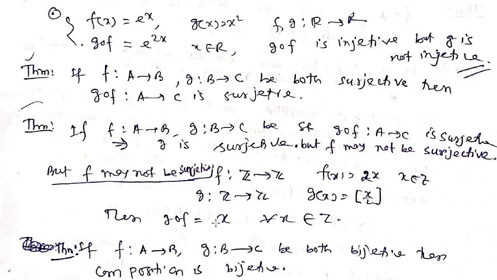Now we have proved two theorems. If f and g are injective, then their composition is injective. And in this theorem we have proved if f and g are surjective, then the composition is surjective. So we can say if f and g are bijective, then by those theorems their composition is bijective. Bijective means injective plus surjective. Both are injective, so their composition is injective, and both of them are surjective, so their composition, that is g compose f, is surjective. So their composition is also bijective. Thank you.